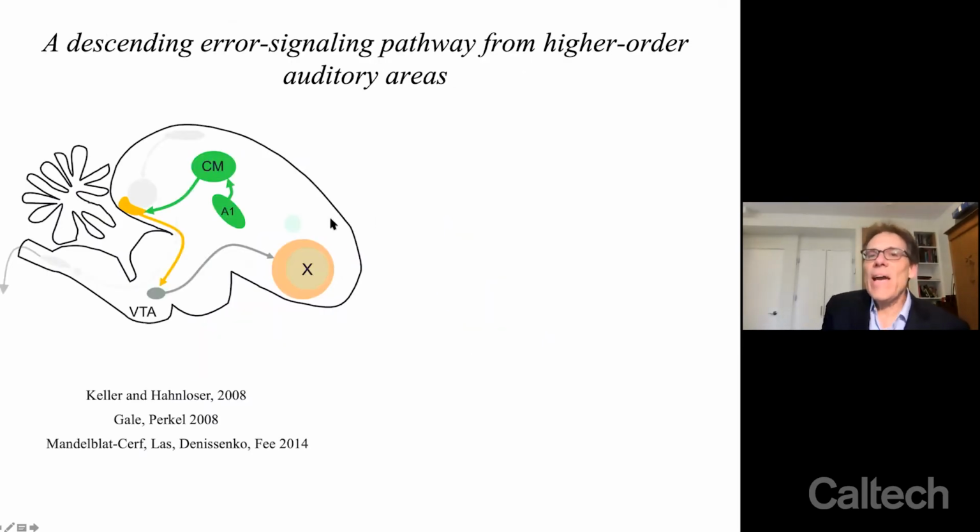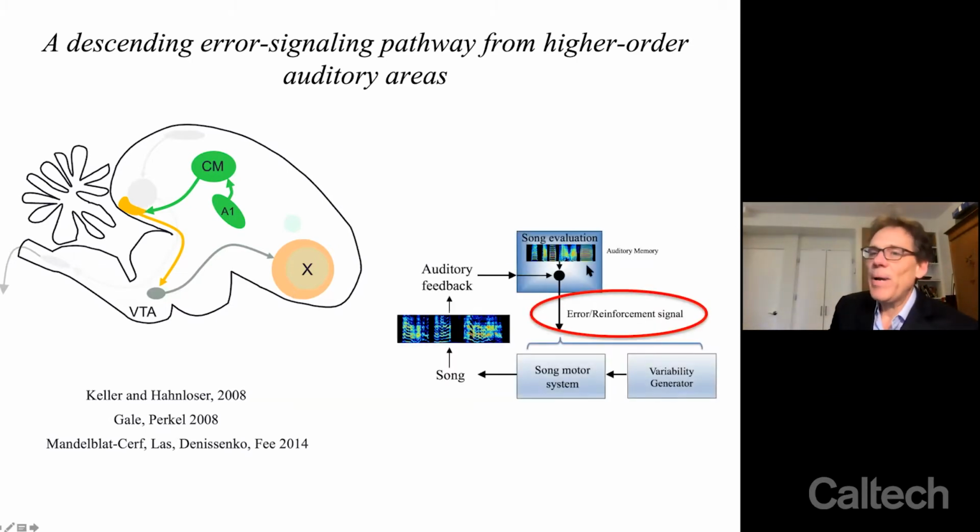So now Area X also receives a dopaminergic input from the ventral tegmental area that in turn receives a projection from a descending auditory pathway. And our lab and others have shown that this circuit generates, at several stages of this pathway, error-related signals during singing.